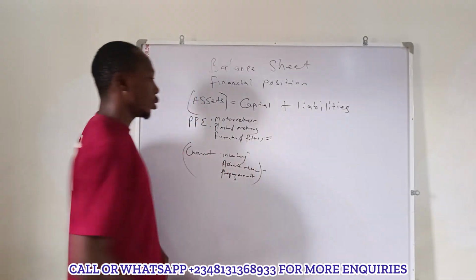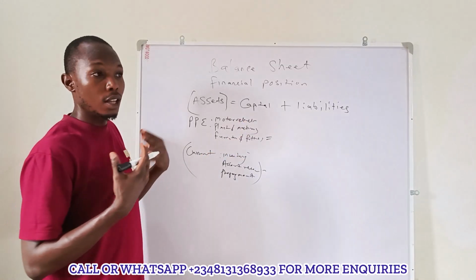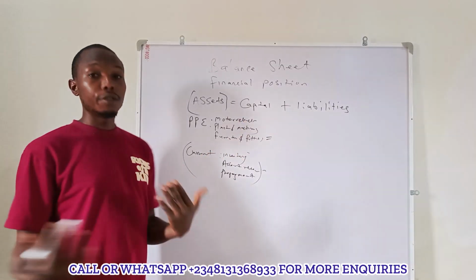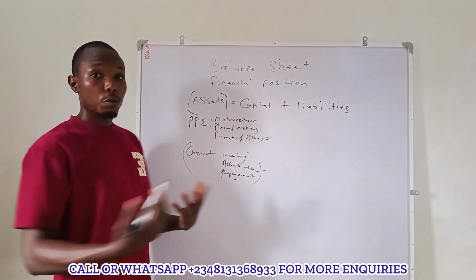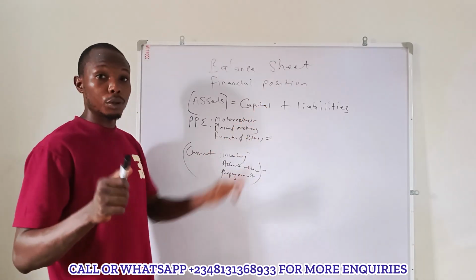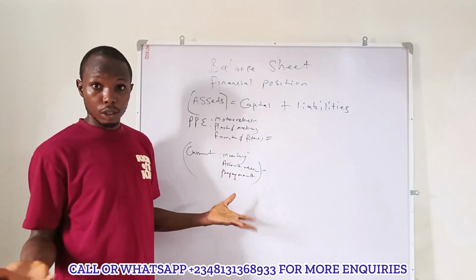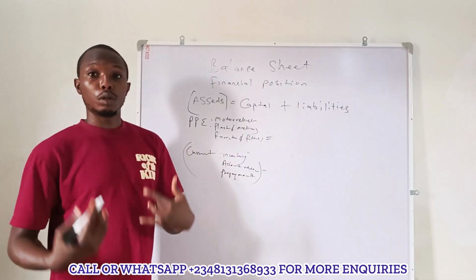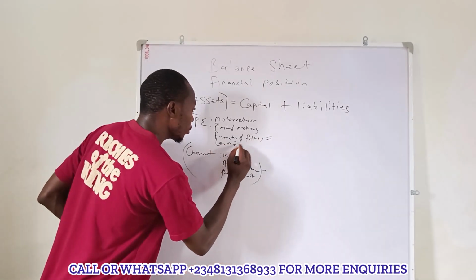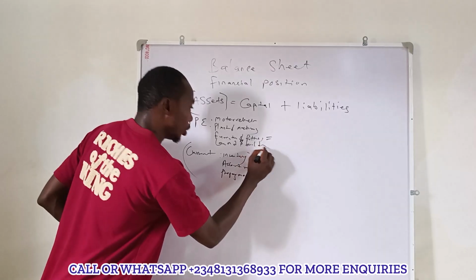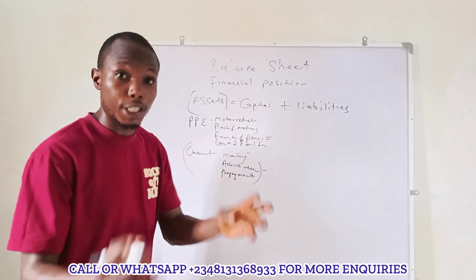Now if you come to the equation, we have equal to capital. Capital is the money introduced by the owner or investors to start this business, to acquire this motor vehicle. This capital mustn't be in cash form alone. The capital can also be in fixed asset form. You can bring in capital in form of land and building, furniture and fittings. It mustn't be cash, right?